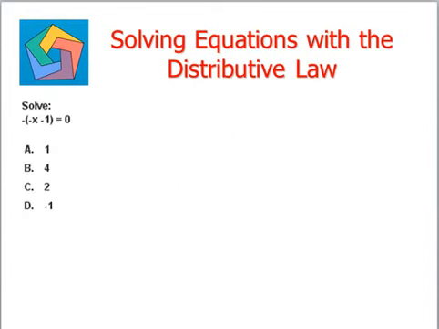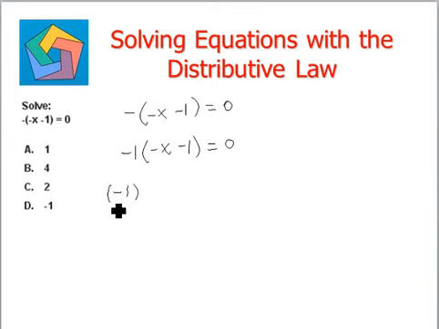Let's look at the next question. Solve negative of (negative x minus 1) equals 0. Here we have just a negative sign outside the parentheses. This can be written as negative 1 times (negative x minus 1) equals 0. Now we'll apply the distributive law. Negative 1 times negative x, minus negative 1 times 1, equals 0.